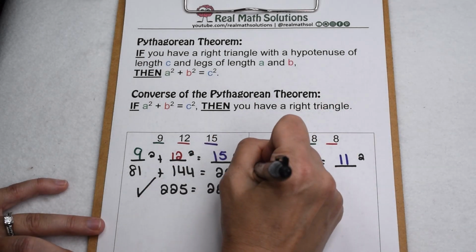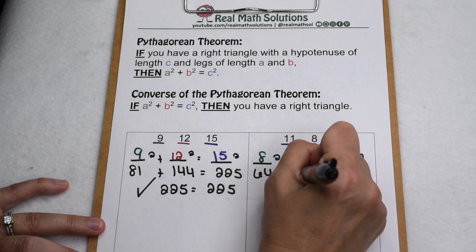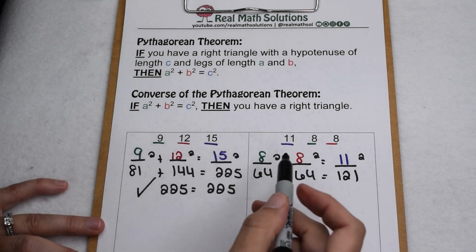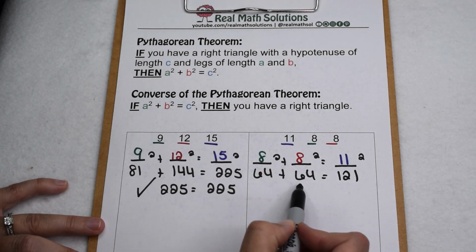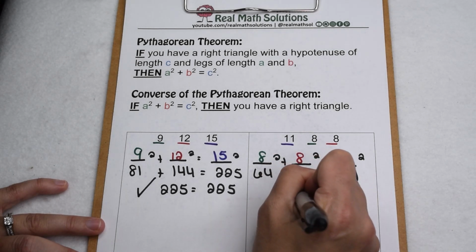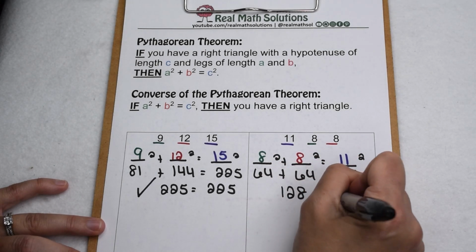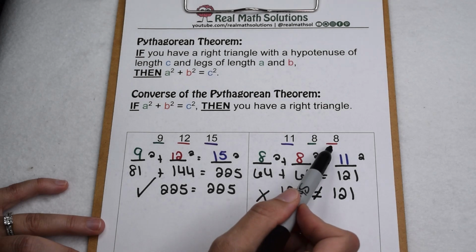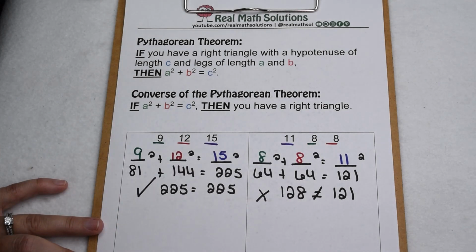Now we can evaluate. 8 squared is 64, 8 squared again is 64, and 11 squared is 121. So if the converse is true, 64 plus 64 would equal 121. But when we add those together, we get 128, which is not equal to 121. So this tells us the converse is not true. Edges that are lengths of 8, 8, and 11 could not make a right triangle.